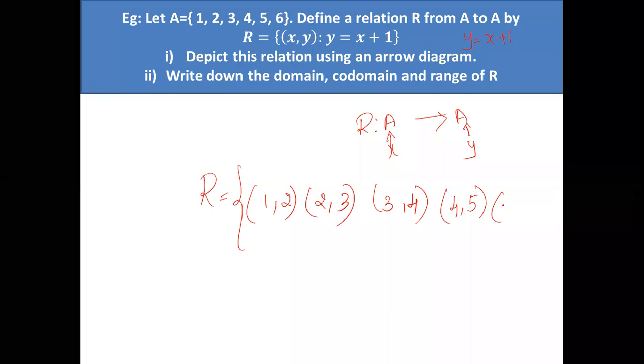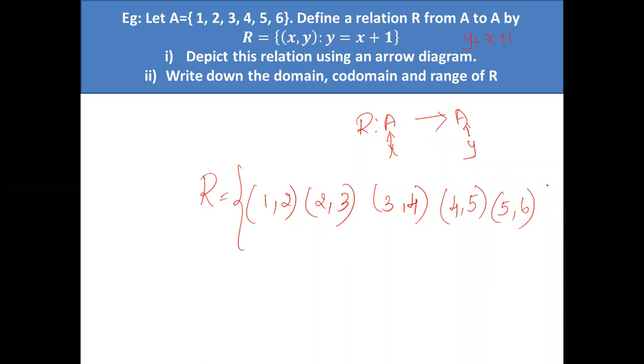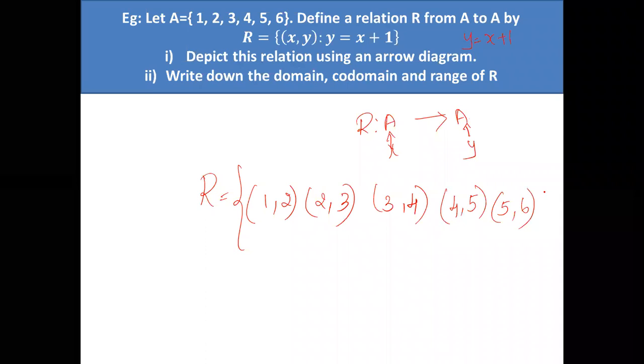Next, 4, 5. Okay, 4, 5. When you put x is equal to 5, you'll get 5, 6. Can I put x is equal to 6? No. Why? Why cannot I put?